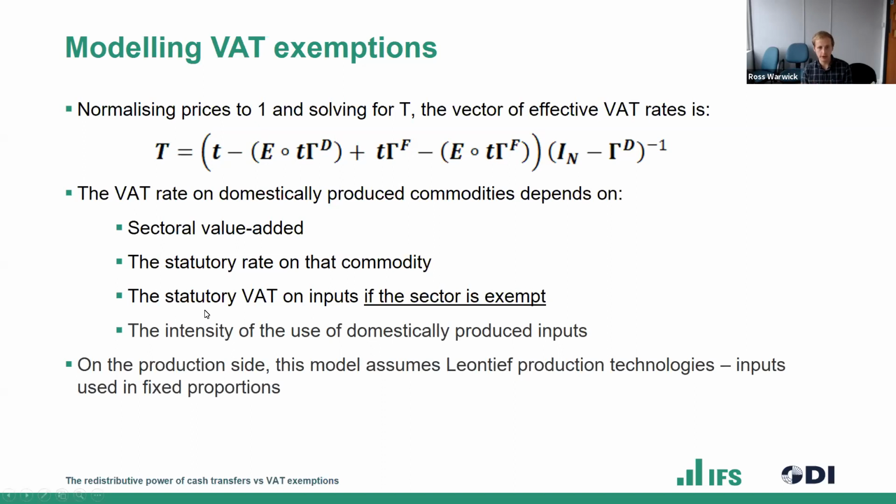Doing so does, of course, impose some assumptions on the production side, and specifically, we're assuming Leontief production technologies, so that inputs are used in fixed proportions. So regardless of how tax rates change or exemption status changes, each sector still uses the same production technology throughout. So it's a similar kind of assumption to that of holding consumption quantities fixed for households.